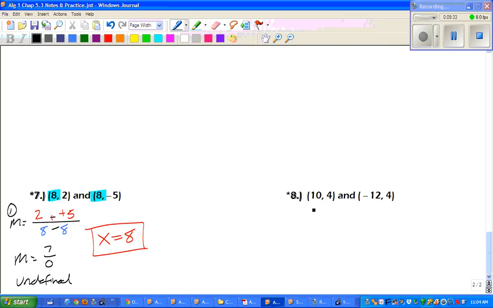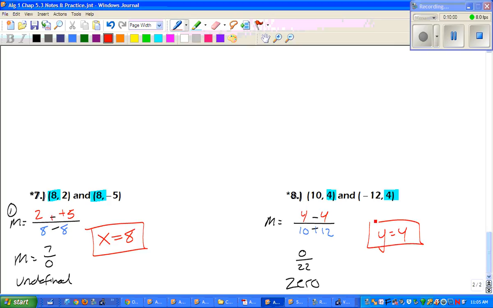All right, number 8. Finding the slope. Your y's go on top. X is on the bottom. And you get 0 over 22, so that's a 0 slope. Taking a closer look at that, oh, my y's are the same, so that's a y equals 4 graph. Okay, so you just got to pay attention when you get undefined or zero, because that's going to be a special case.